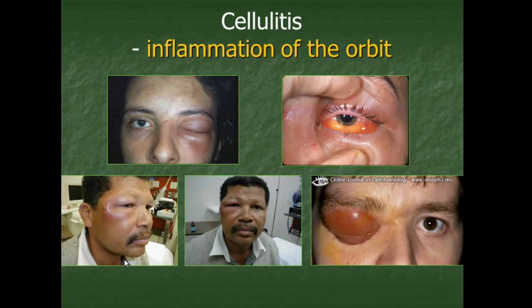Now, I would like to tell you about severe diseases of the orbit. I told you that our lecture will be about inflammatory diseases of the eye, but I would like to also say some words about cellulitis, inflammation of the orbit. It's a severe condition, and this condition is dangerous not only for the eye, for visual acuity, but also for the patient's life.